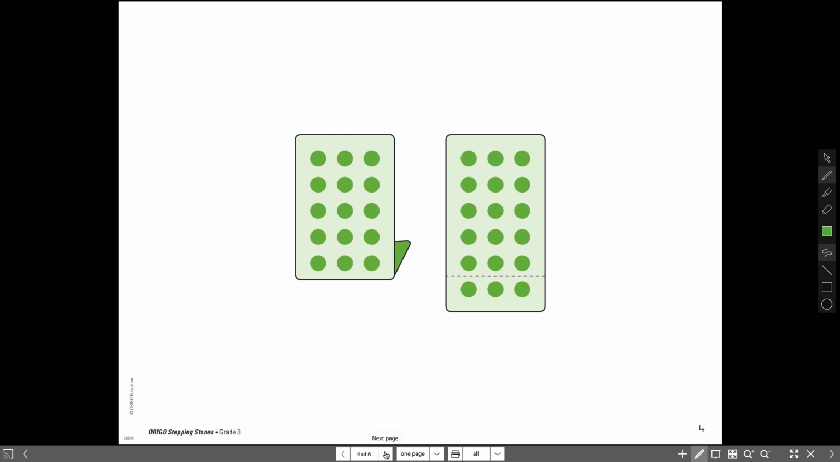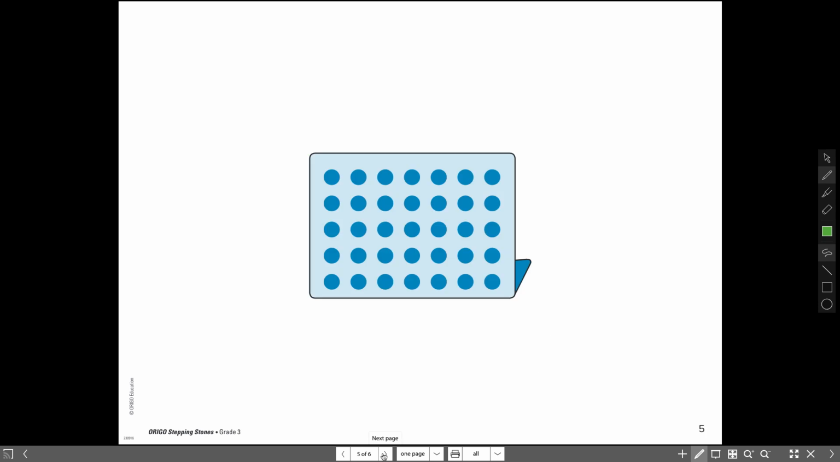Okay, so this was 5 rows of 3. This is how many rows? 6 rows of 3. How many dots did I add? Okay, when I added this row right here, how many dots did I add, Sophie? 3. Okay, so 5 times 3 was 15. What's 6 times 3? 18. Because we added 3 dots. 15 plus 3 dots is 18. All right, let's look at another example.